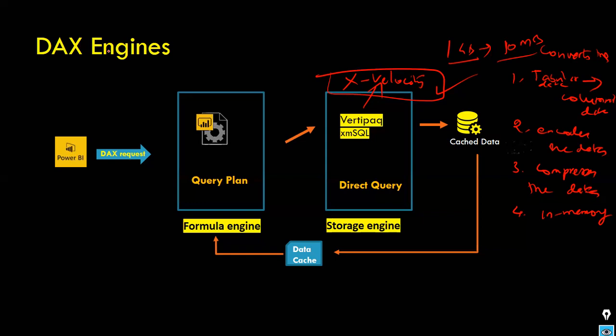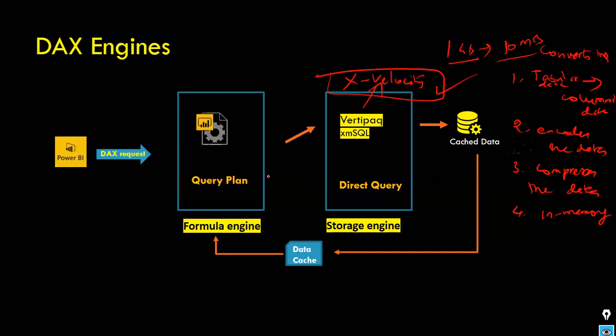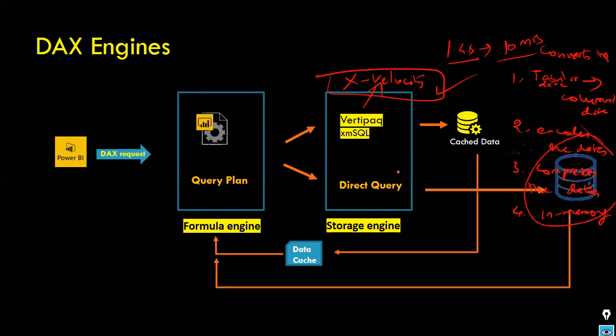Okay. In the case of direct connectivity mode, let's say you created the total sales, sum of sales, right? So the sales column is available in my SQL Server. In the case of direct connection mode, the formula engine sends a SQL query directly to your SQL Server database. It sends the request directly to your SQL source database, and this is the data coming back from the source database.